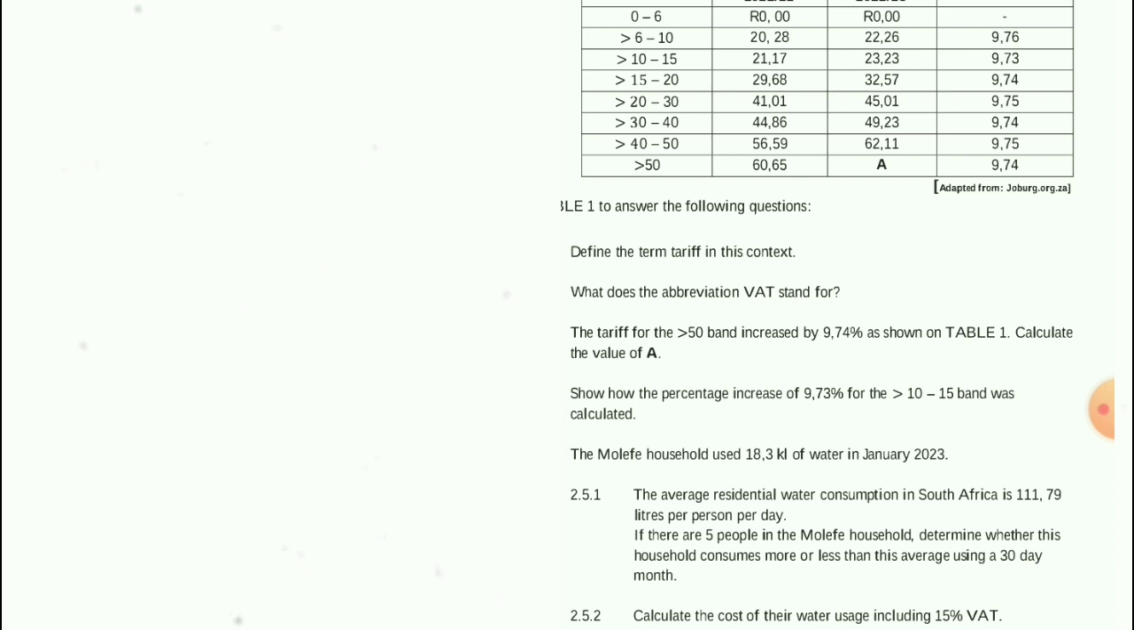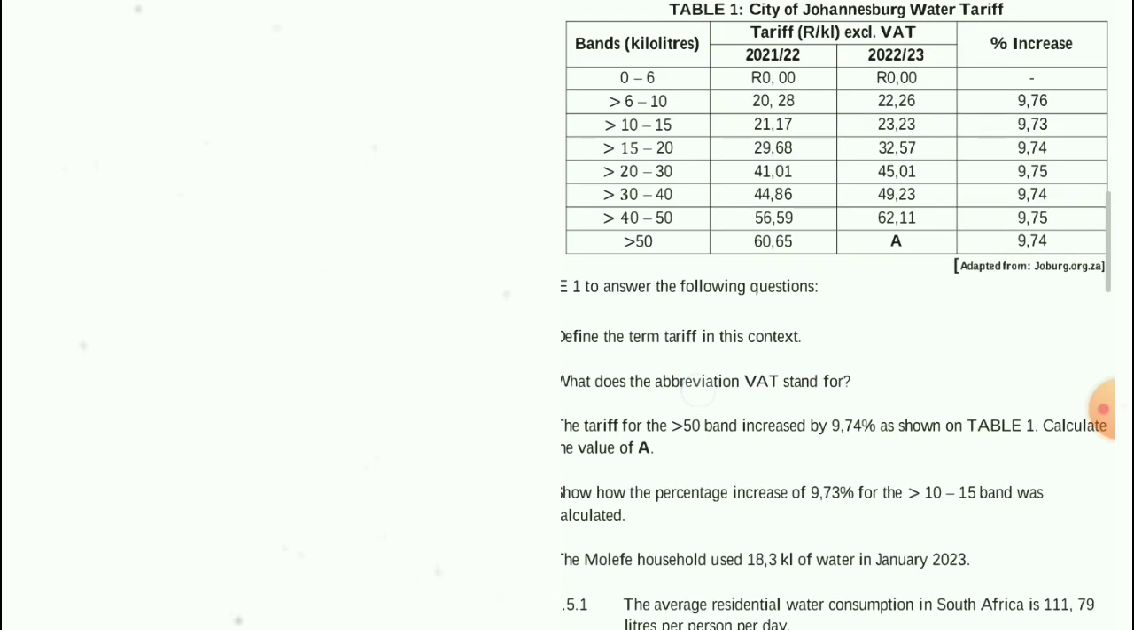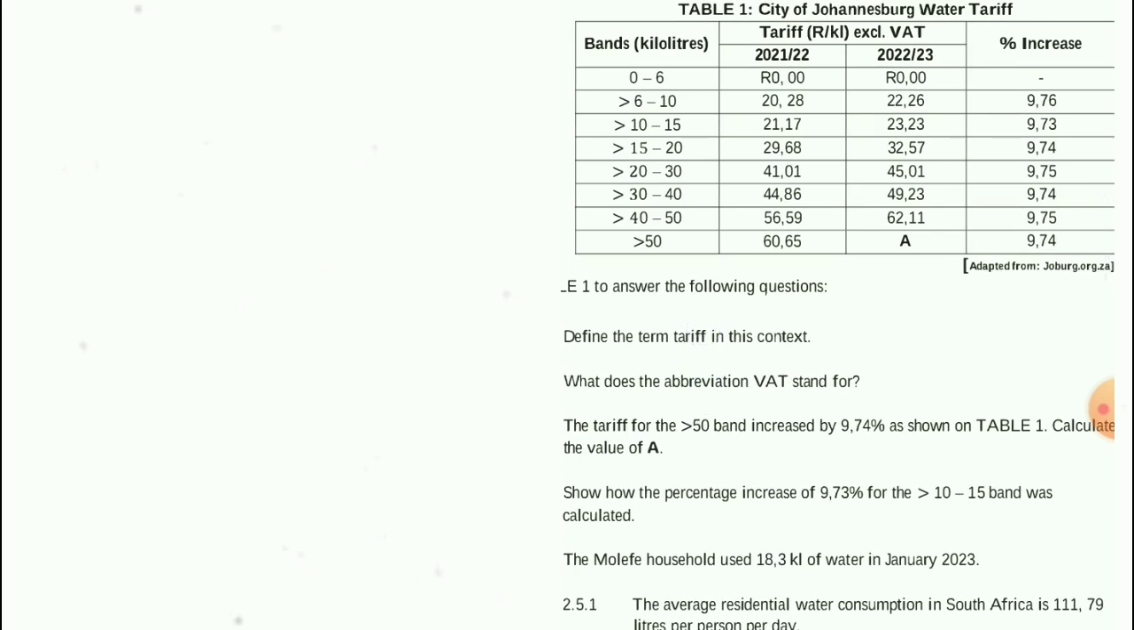So 0 to 6, how much do we get taxed for this one? Nothing. You don't get taxed on this one, as you can see, 0 0 0 0. If you use 6 kiloliters, you don't get taxed, nothing. Or 4 kiloliters, nothing. 3 kiloliters, nothing. So 6 to 10, how much do we get taxed? Remember, guys, we are dealing with 2023. As I said, you have to read the question carefully.